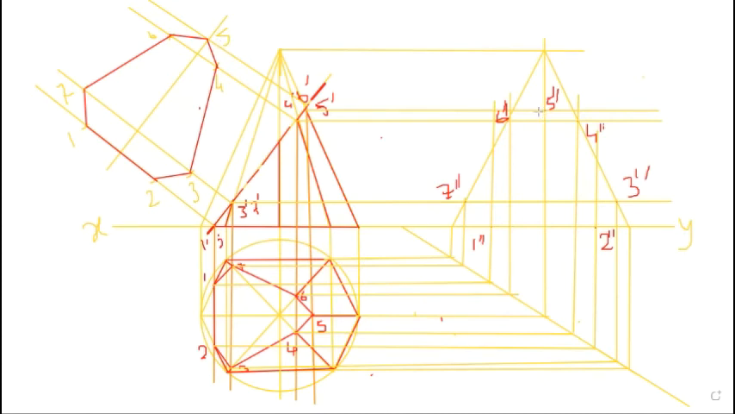And if we join this, so 5 with 6, then 4, it will be like this, comes like this. And this part will also be there. Okay.